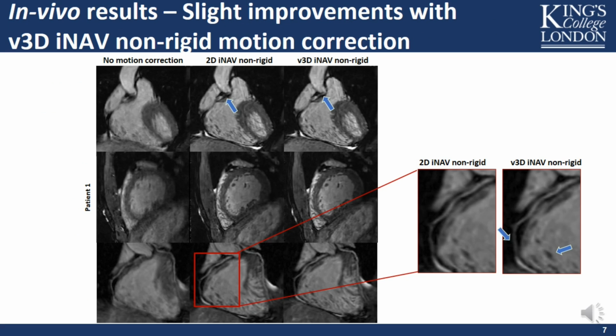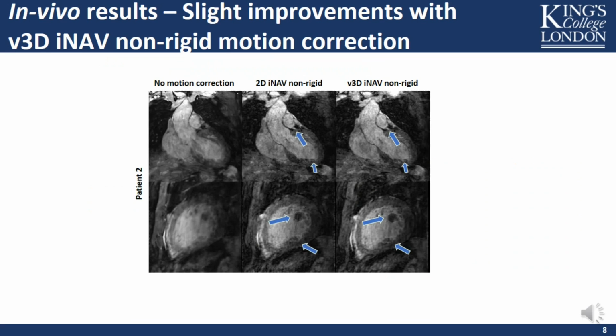On the figure, we observe some slight improvement in the delineation of the coronary arteries with our proposed virtual 3D iNAV-based non-rigid motion-compensated reconstruction in comparison to the 2D iNAV-based approach, as pointed out with the arrows. We can also observe some slight reduction of remaining respiratory motion artifacts in some subjects, as shown on this figure. The arrows are pointing to the areas which improve due to our proposed approach. We can observe improvements in sharpness and detail.